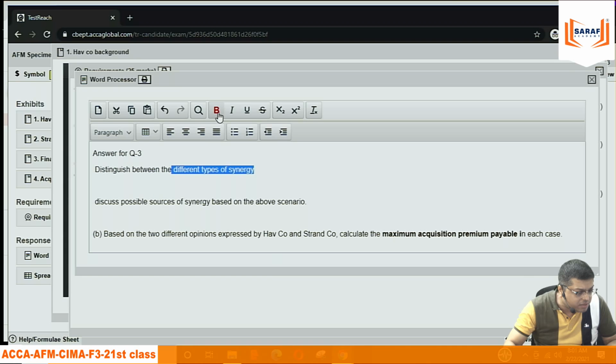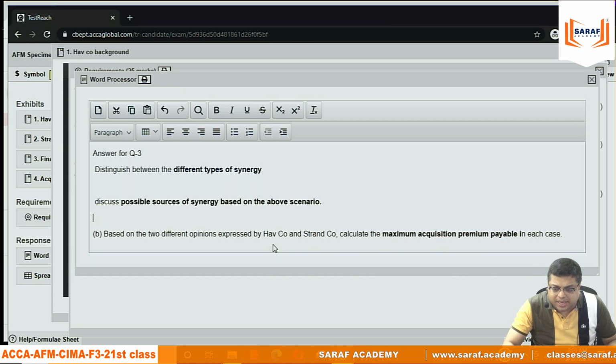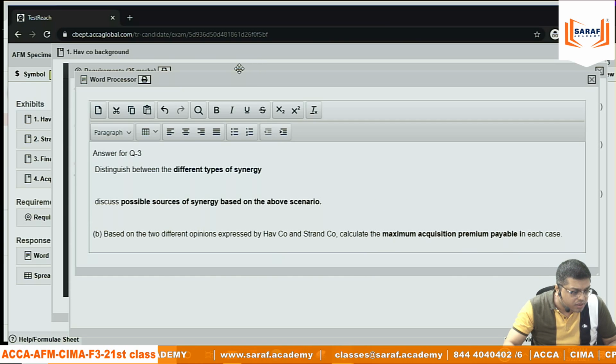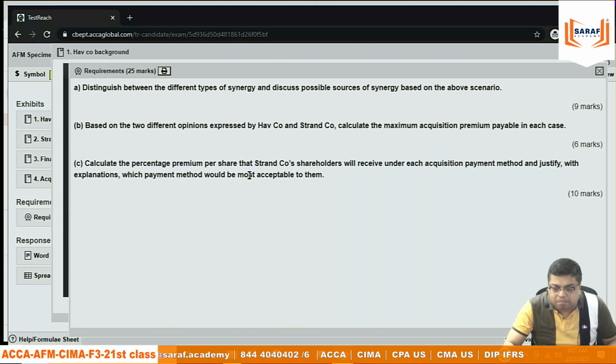Different types of synergy, and then possible sources of synergy based on the scenario. Whether you highlight or not is not important, it's just that I pay more attention to it. Just for the class, I am saying: calculate the maximum acquisition premium payable in each case. Then comes the third one. This is also numerical. Calculate the percentage premium per share that S company's shareholders will receive under each acquisition payment method, and justify which payment method would be most acceptable to them. The percentage premium per share that S company shareholders will receive.